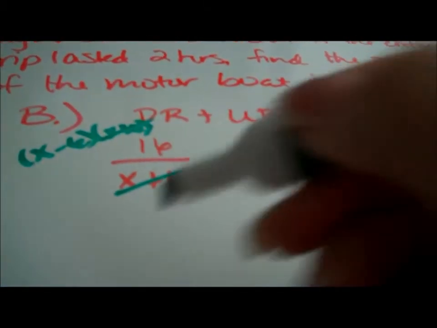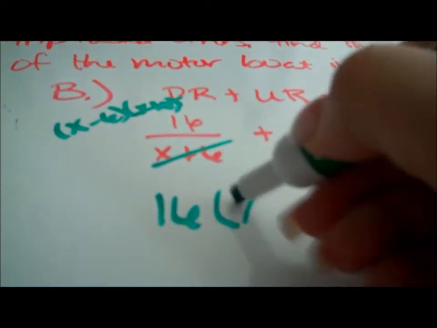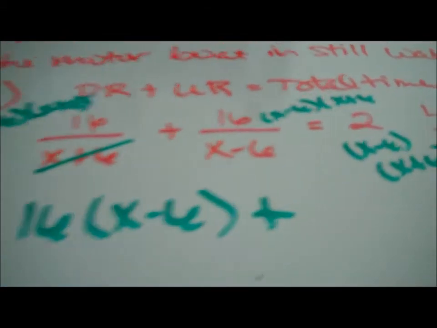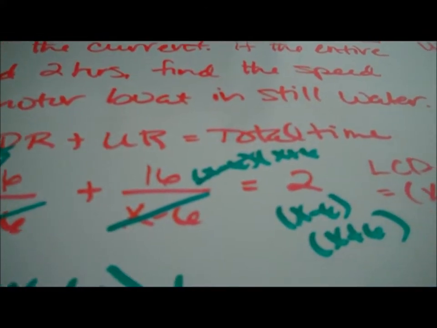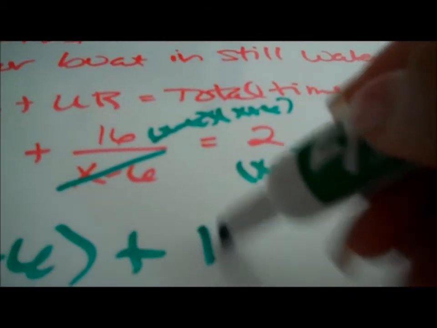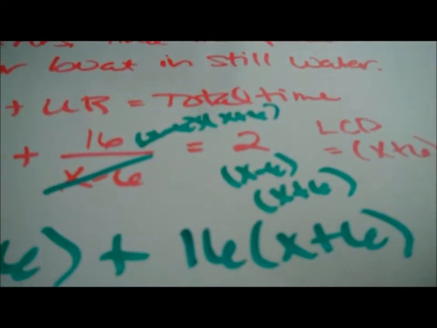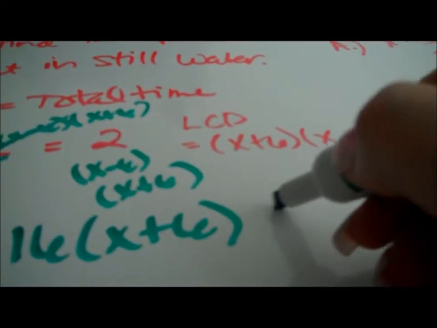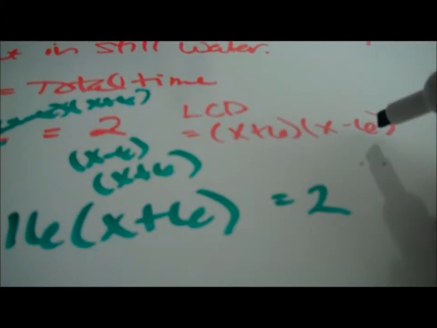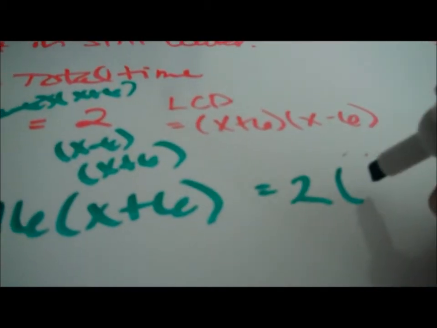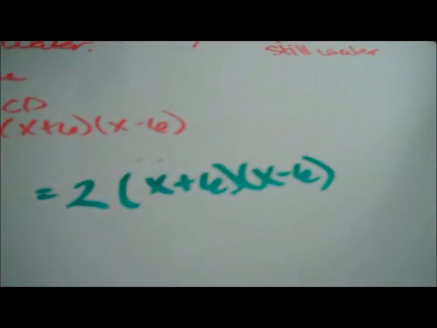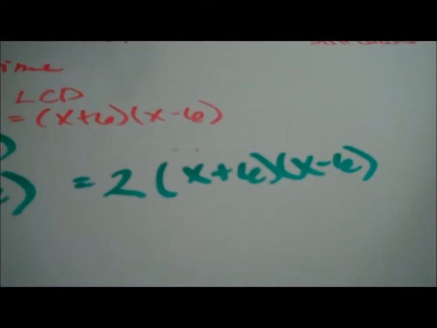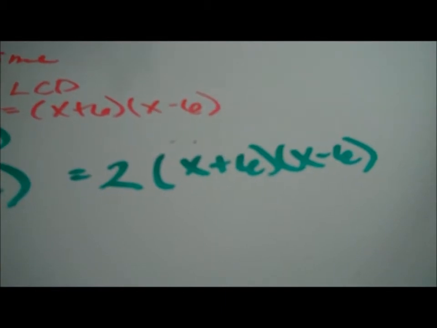I apologize. So the x plus 6 and the x plus 6 cancel, and I'm left with 16 times the quantity x minus 6 from the first term. The x minus 6 cancels with the x minus 6, and I have to multiply the 16 by the x plus 6. And on this one, I have to take both of these, multiply them together, and multiply them by the 2, so x plus 6 and x minus 6. Again, that was not a ratio, so I have to multiply both of those together by the 2.